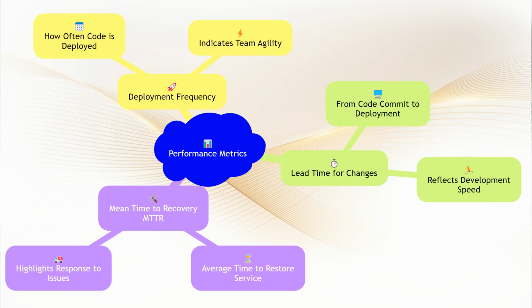Performance metrics are vital for understanding the efficiency of development and operational processes. Key performance metrics include deployment frequency, lead time for changes, and mean time to recovery, MTTR. Deployment frequency measures how often new code is deployed to production, indicating the agility of the team. Lead time for changes tracks the time taken from code commit to deployment, reflecting the speed of the development pipeline. MTTR measures the average time to restore service after an incident, highlighting the team's ability to respond to issues.